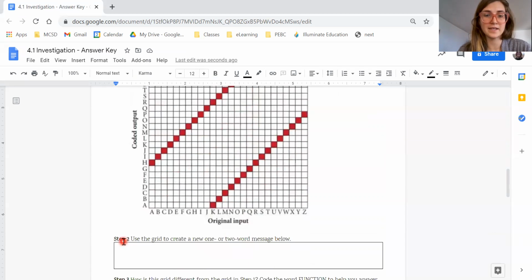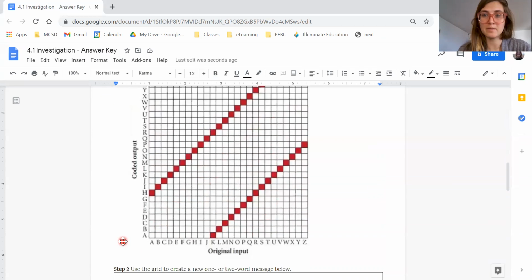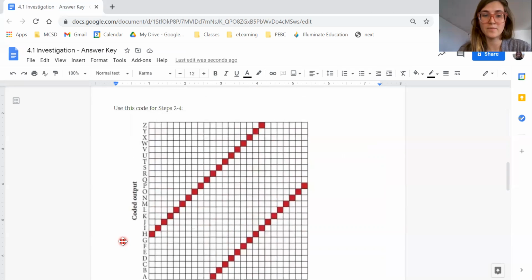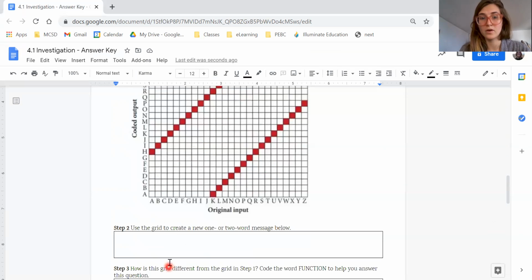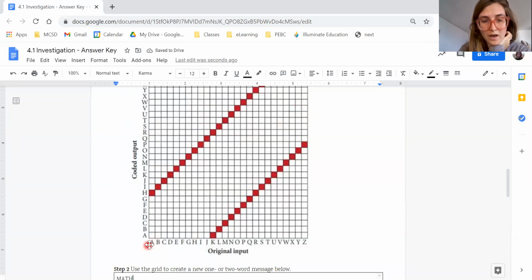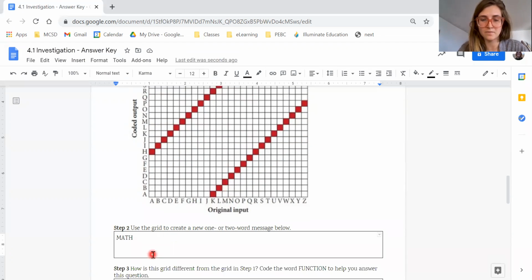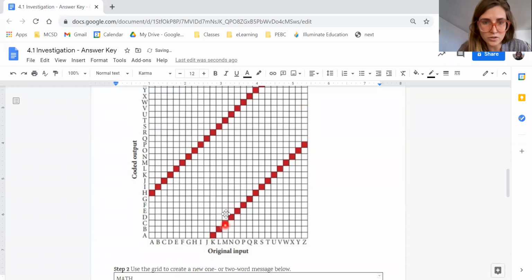All right, and then this next one, it's the same thing. It's just a different grid. And I wanted you to create a second 1 or 2 word message below. So let's try and do math again. So math. Math would code to, so again, I go along here, M. But now, okay, so it can code to C, but it could also be coded to T.